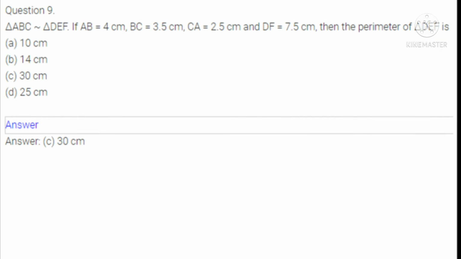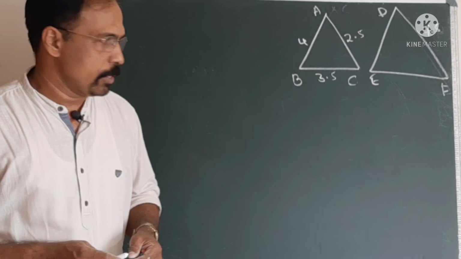Let us do question number 9. Triangle ABC is similar to triangle DEF. If AB is equal to 4 cm, BC is equal to 3.5 cm, CA is equal to 2.5 cm, DF is equal to 7.5 cm, then the perimeter of triangle DEF is. 4 options are given to us.